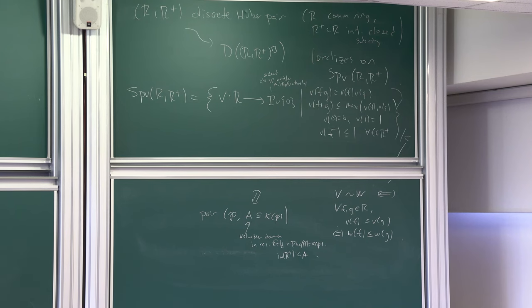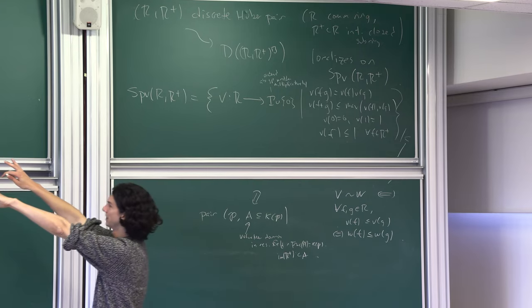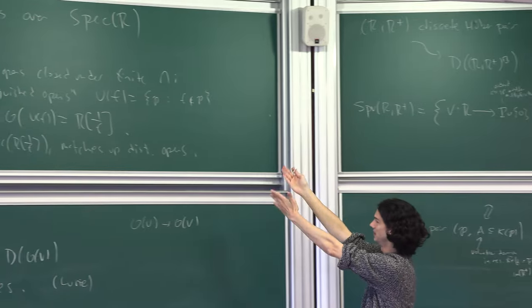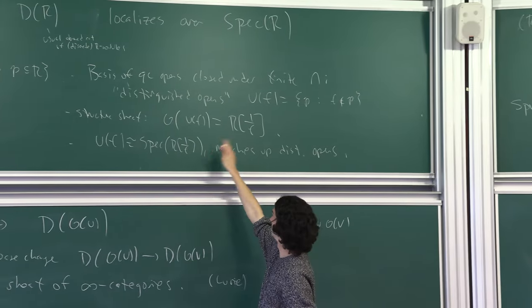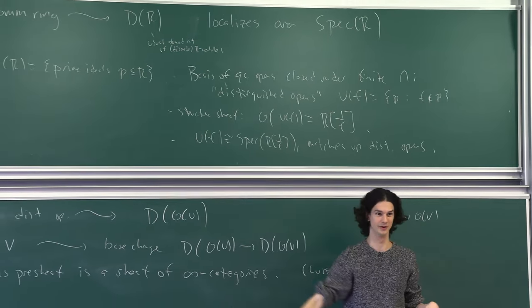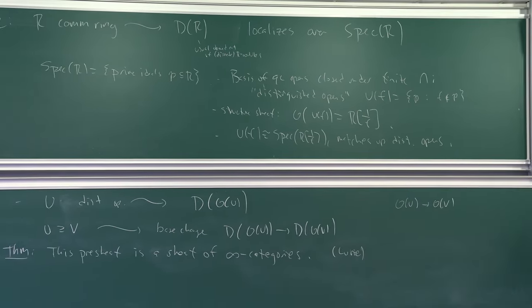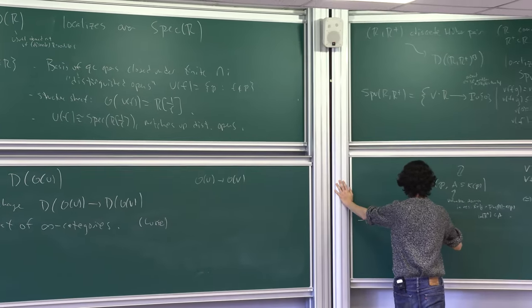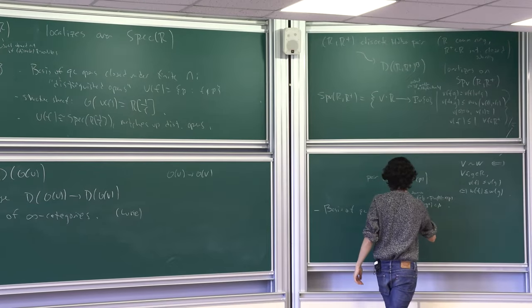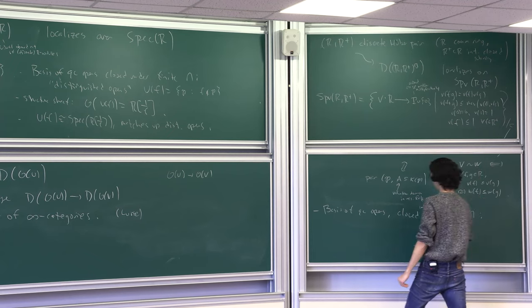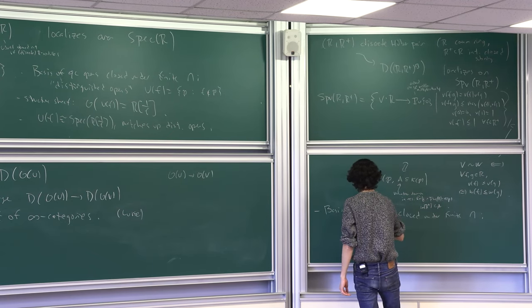Okay, so let's continue the table of analogies. There we had Spec R, and we had this particularly nice basis for the topology, quasi-compact, closed under finite intersections, and each of them was also of the same form as the global guy, just for a different input datum, so R(1/f). And we have the same thing here, so we have a basis of quasi-compact opens closed under finite intersection. And these are called the rational opens in this case.